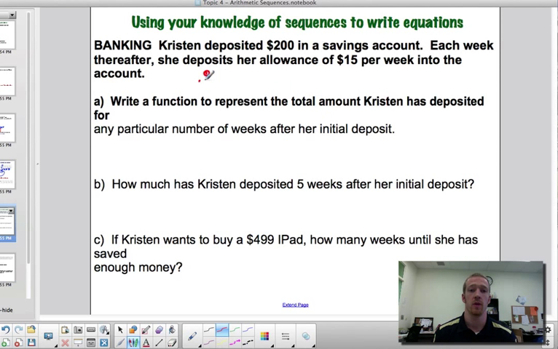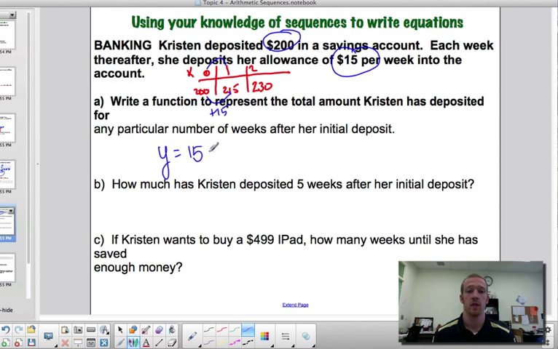On week 0 at the very beginning, she had $200. That's what she put in. 1 week later, she has $215. 2 weeks later, she has $230. Alright, so our common change is plus 15, right? She's adding $15 per week. So on the first week, she's got $15 more. Our 0 term is going to be $200 because that's what she had at the very beginning before 1 week had elapsed. So we have y equals 15x plus 200.